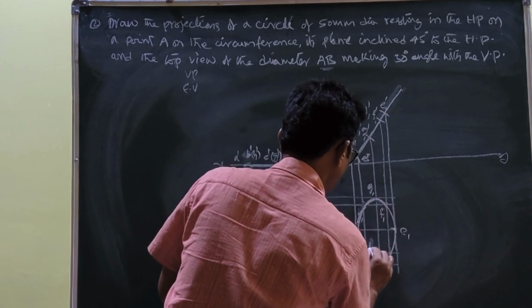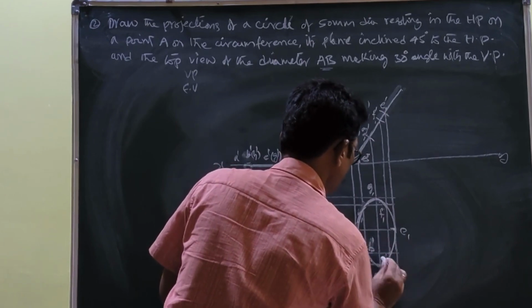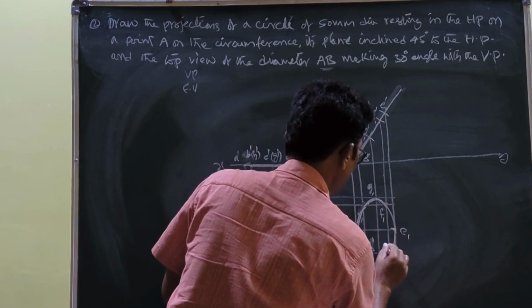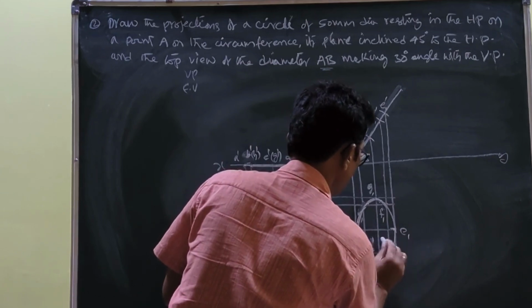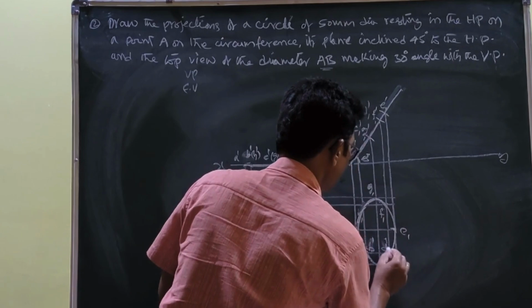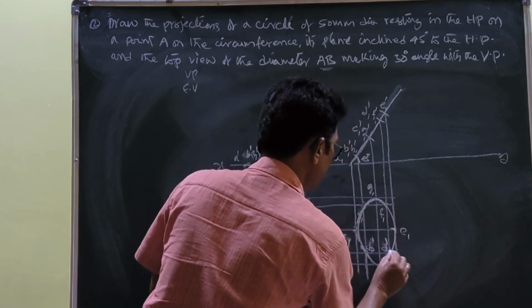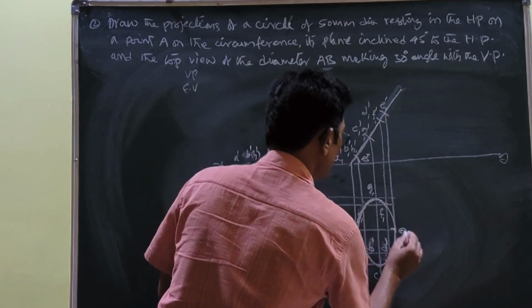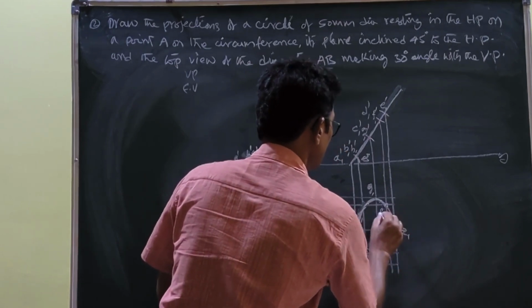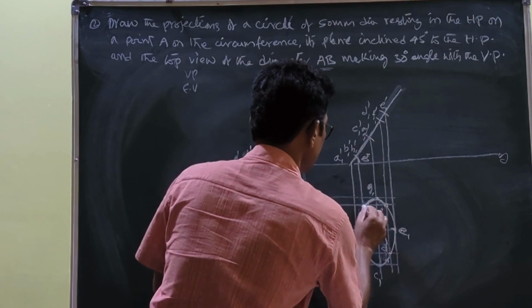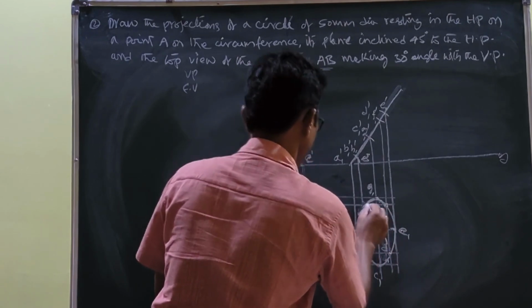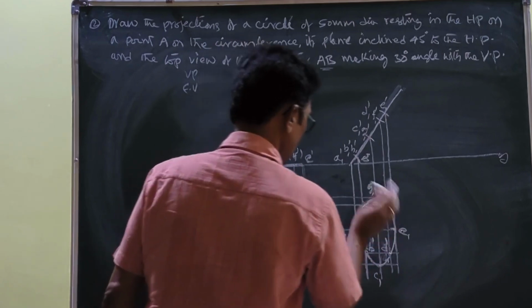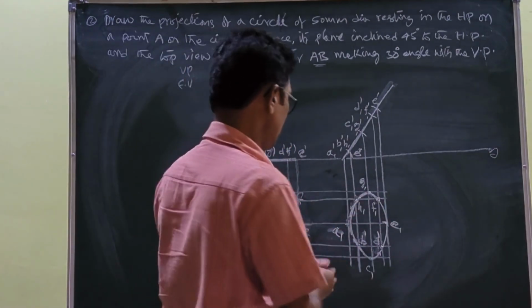Sorry, this is the B1, this is the D1, this point is D1, this is the E1, this is the F1, this is the G1, this is the H1. Am I right? Yes, H1. So like this. Complete this point.